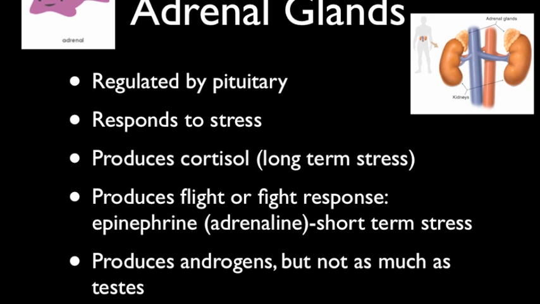The next gland we are going to talk about are the adrenal glands. These are also regulated by the pituitary, and they're located near the kidney. We talked about them earlier when we discussed the response to stress. As I mentioned, they produce cortisol, but they're also important in your flight or fight response, in which you produce epinephrine or adrenaline, which is your short-term response to stress. It would be like the equivalent of if I just ran up behind you and yelled boo, as opposed to cortisol, which is produced over a long period of time.